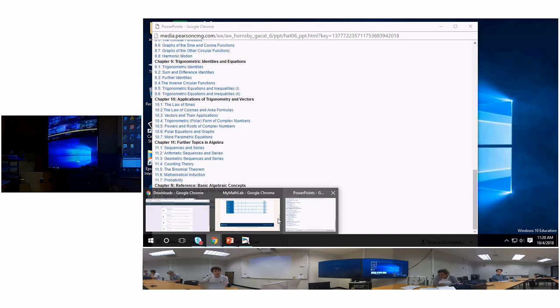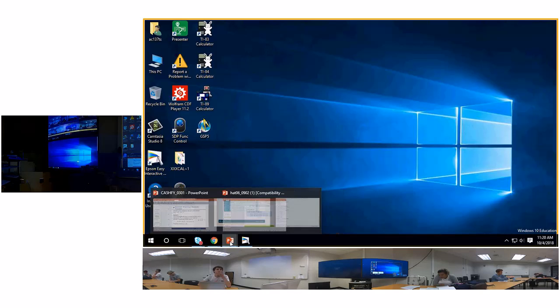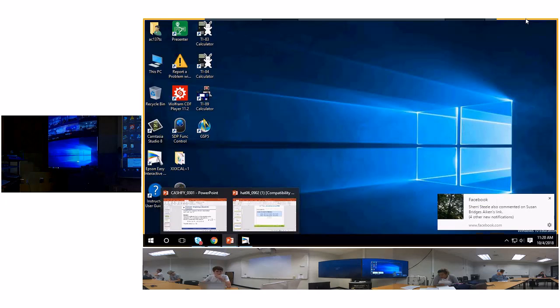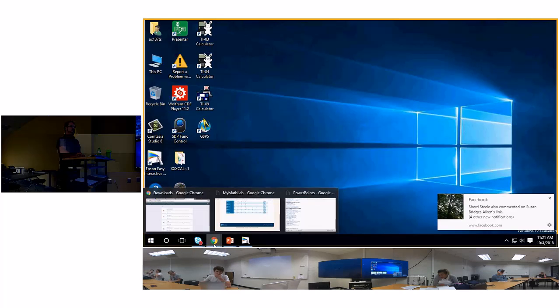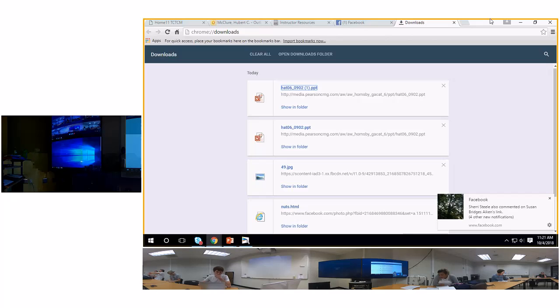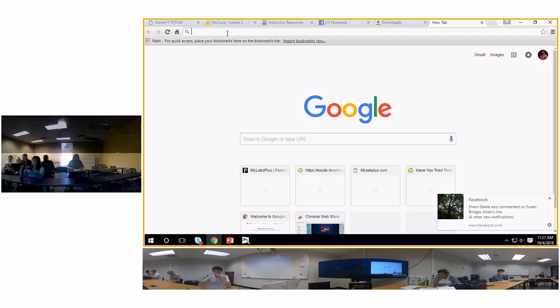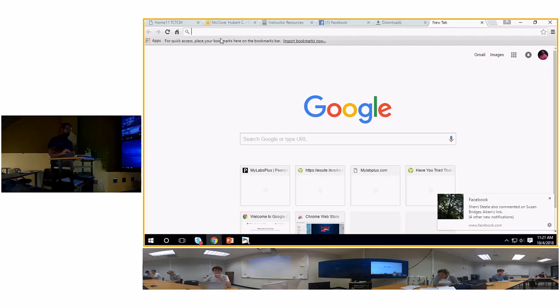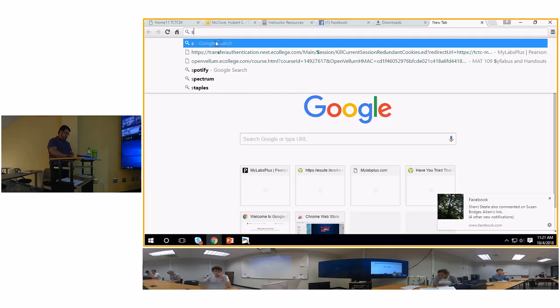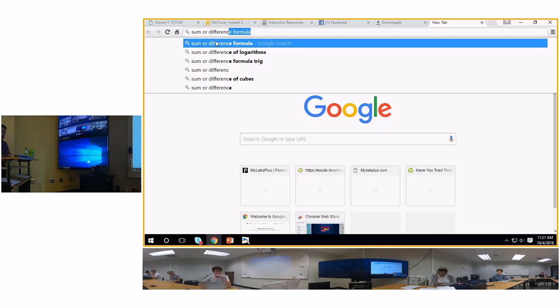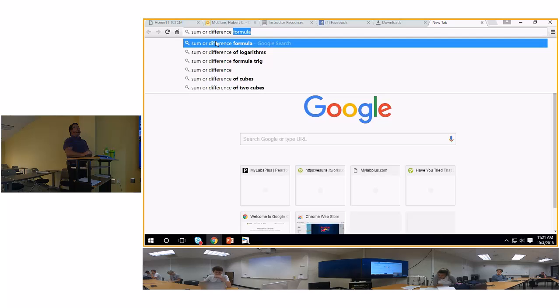Sum, what's it called again? Sum or difference, because I have to type in the exact words. Sum or difference. My keyboard is gone. Sum or difference identities.